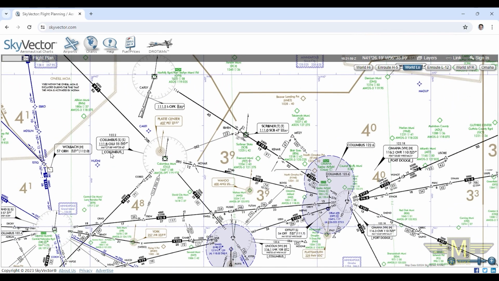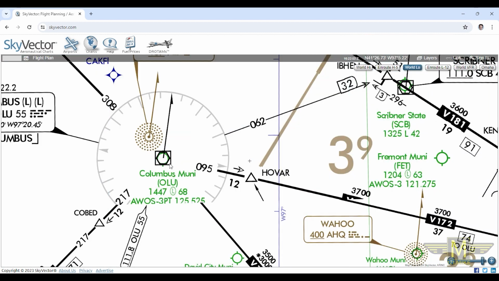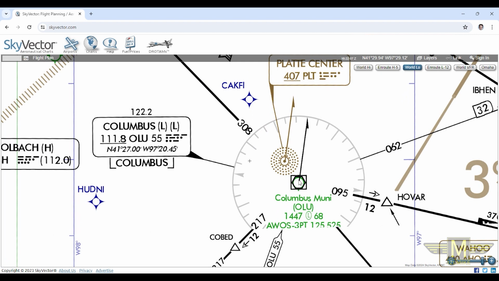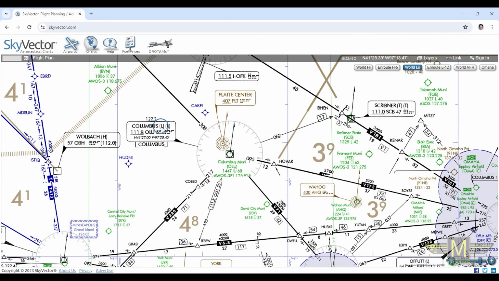Here's Columbus again, tied to this VOR DME, right? The VOR DME symbol is a hexagon surrounded by a square. The military doesn't use this one. That's just a VOR DME. Columbus radio on 122.2, and then you'll eventually get back to you on this one. But this one can go two ways, right? This one's not a receive only.